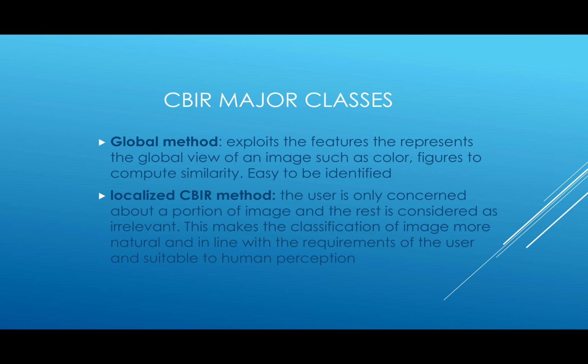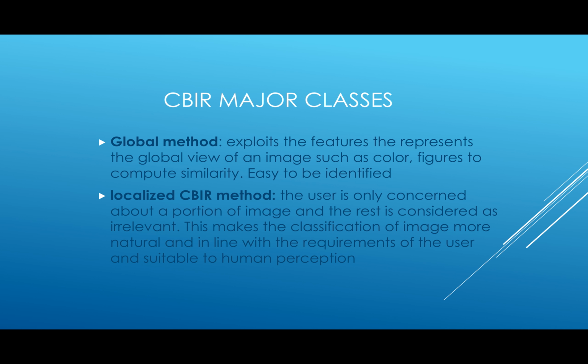CBIR has two major classes, which are the global method and the localized CBIR method. The global method exploits features that represent the global view of an image, such as color, figures to compute similarity, and is easy to be identified. Whereas in the localized CBIR method, the user is only concerned about a portion of the image and the rest is considered as irrelevant or useless.